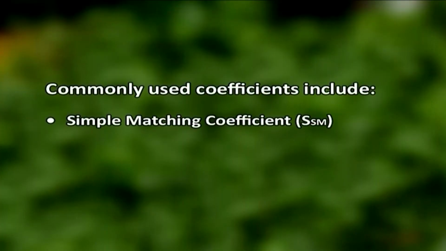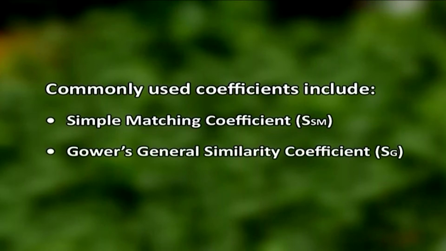This works well with evaluation of binary or presence-absence data, but is not as much effective with the kind of data in which 1 and 0 coding refers to different positive data attributes. Other commonly used coefficients include the simple matching coefficient, and number second is the Gower's general similarity coefficient.